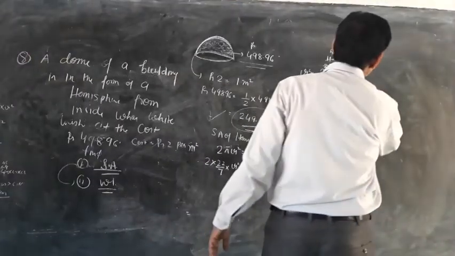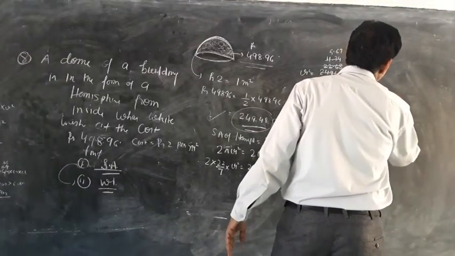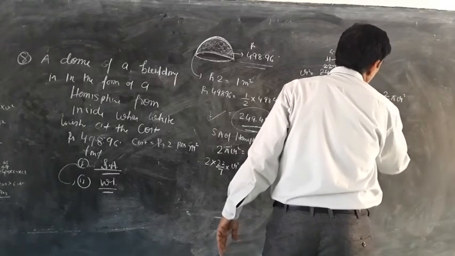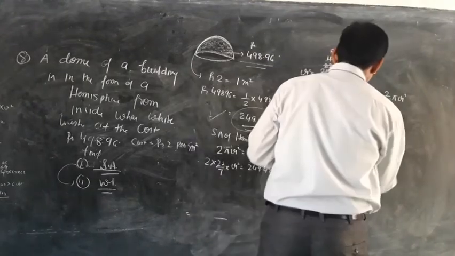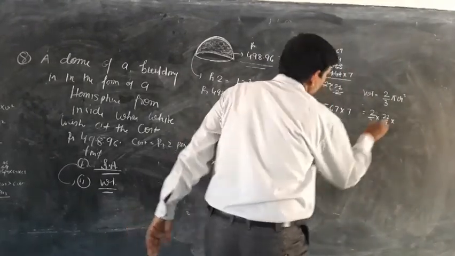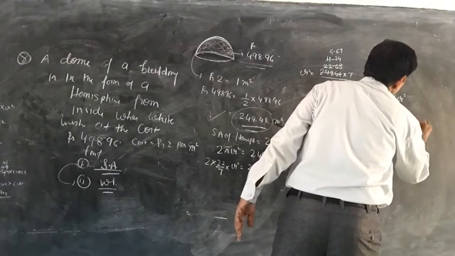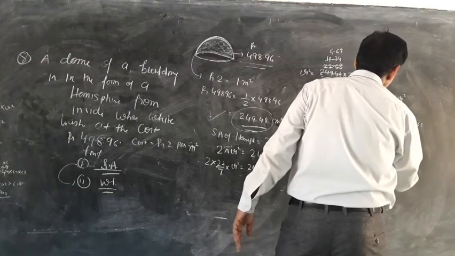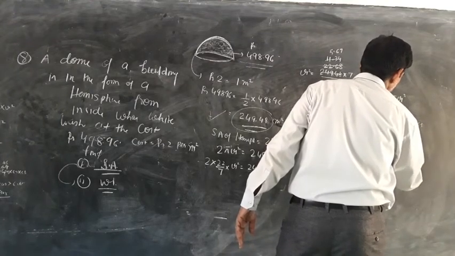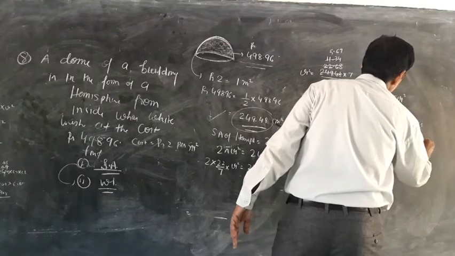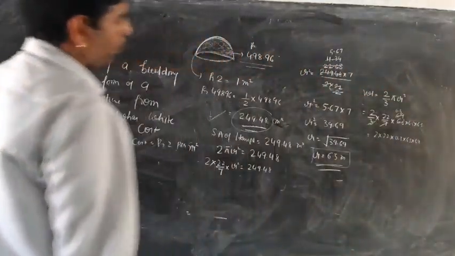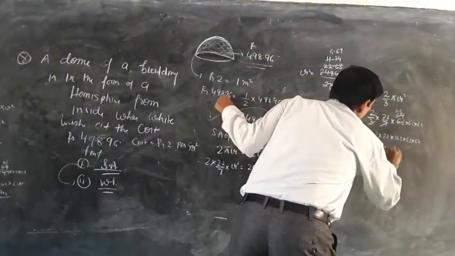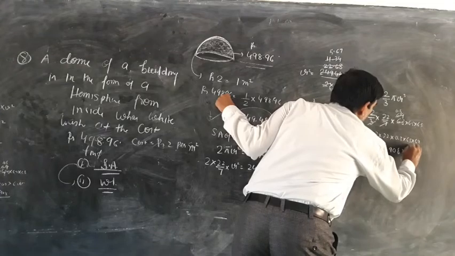The volume of the hemisphere will be 2 by 3 pi r cube. The value of pi will be 22 upon 7 and the radius will be 6.3 into 6.3 into 6.3. So 2 into 22 into 0.3 into 6.3 into 6.3. Solving this, the volume is 523.908 meter cube.